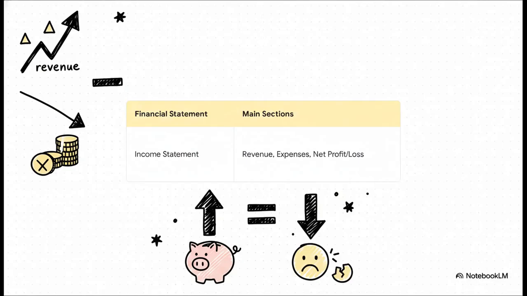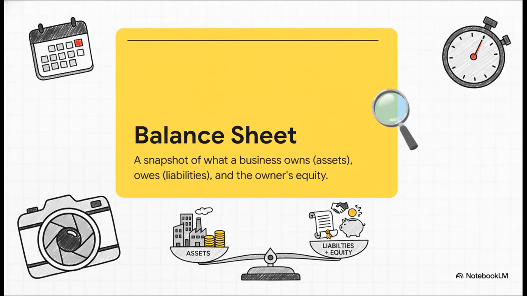This slide illustrates its fundamental structure. You start with all the revenue generated. You subtract all the expenses from that same period, and the resulting figure is your bottom line, either a net profit or a net loss. Simple as that.